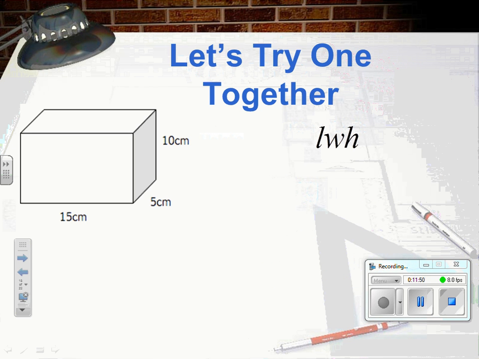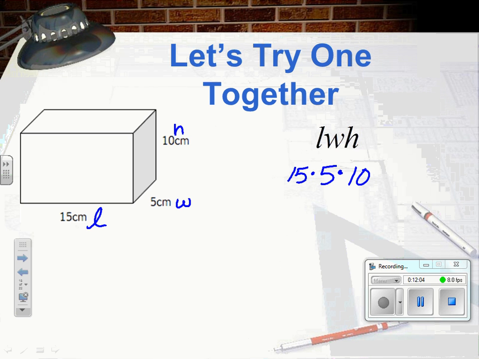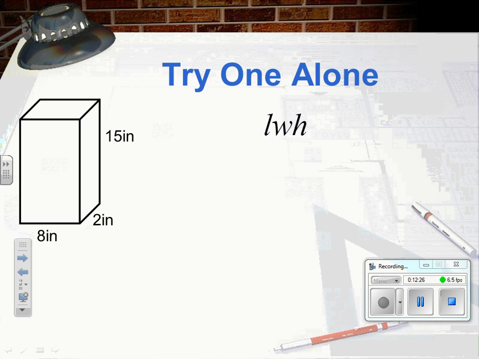Here we have the rectangular prism again. I want to label my length, my width, my height. And now I'm going to say 15 times 5 times 10. And I multiply those numbers together. And I get 750 centimeters cubed. We're talking about cubic volume right now. Whenever we say volume, we're cubing it. Okay, try this one on your own.